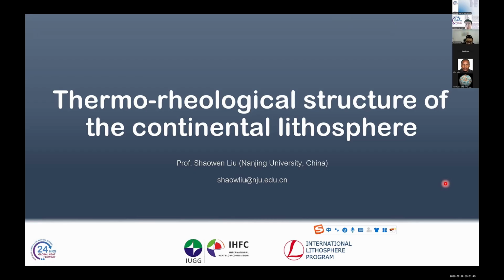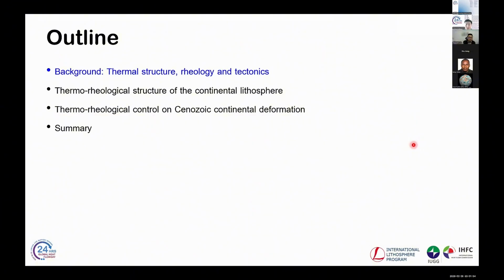So let's move. The outline will be classified into four parts. First of all, I give a brief background, focusing on the relationship between the thermal structure, rheology, and tectonics. And then I focus on the thermal-rheologic structure of the continental lithosphere, the basic characteristics of the thermal structure. Then I introduce two case studies on how the thermal rheology controls the Cenozoic continental deformation. Finally, I will give a summary and perspective on this topic.